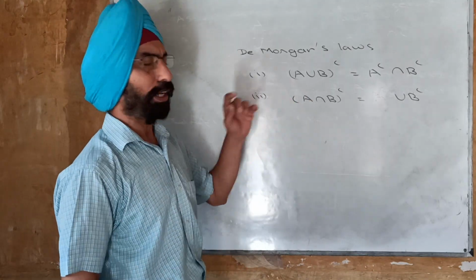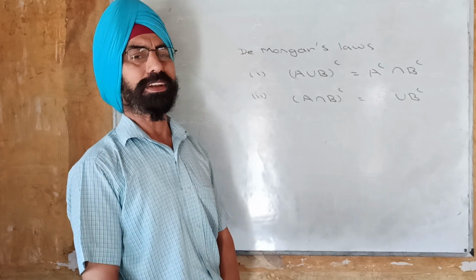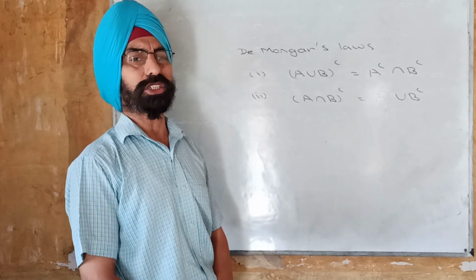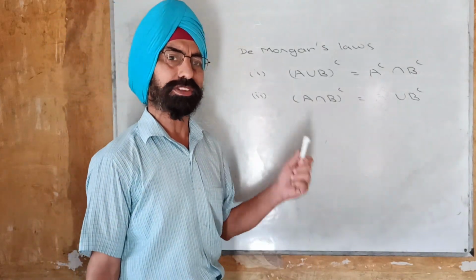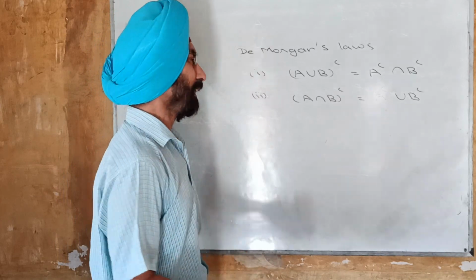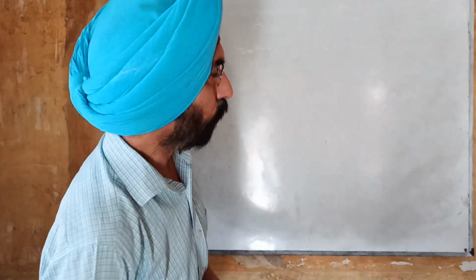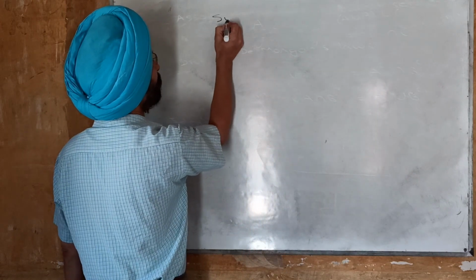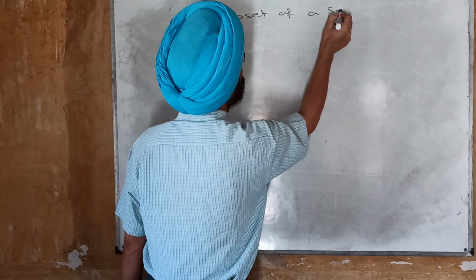Now let us prove one of them. But before proving these laws, we will have to go to the definition of subset of a set. So I will move to the definition of subset and then we will come back to the proof of these De Morgan's laws. So let me define now subset of a set.